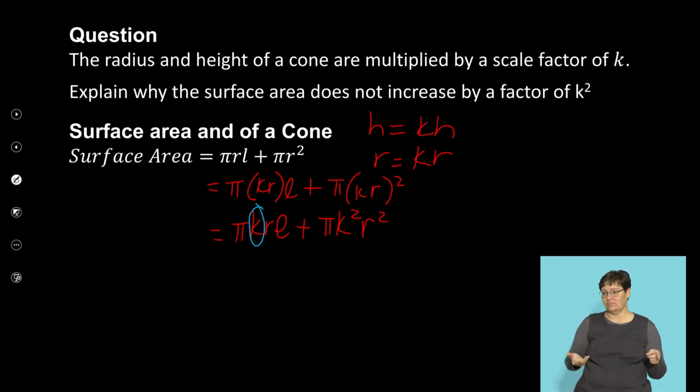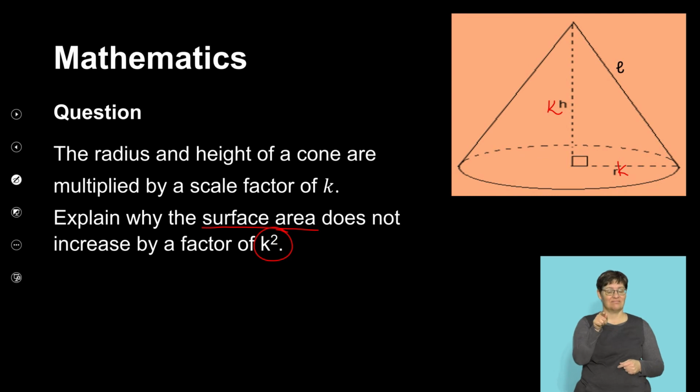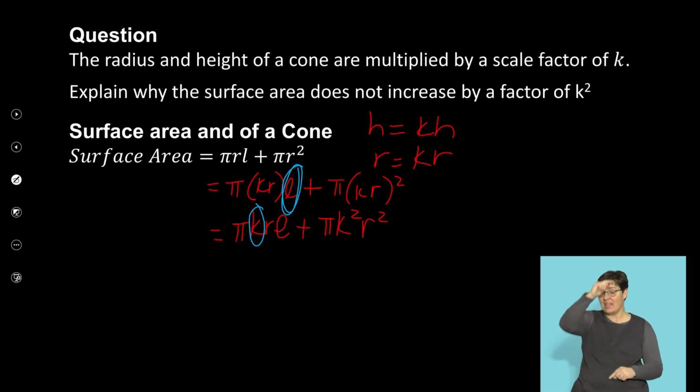Well, the first term has the presence of a length. And if I go back to my diagram, my length has not been multiplied by a scale factor of k. So my height has changed by a scale factor of k, and my radius has changed by a scale factor of k. So it's grown in perpendicular height and radius, but my length has not changed. So because my length has not changed, this is not a k squared.